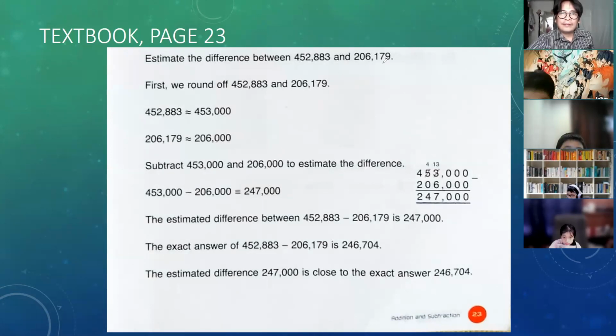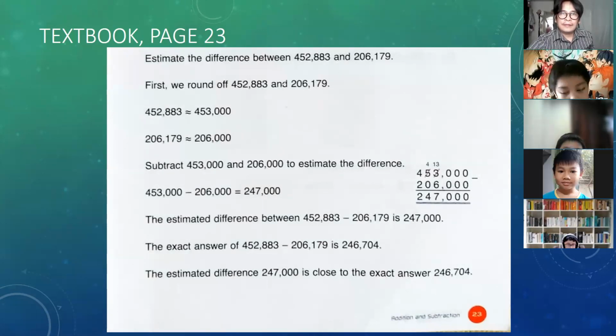So this one, 452,883 is rounded off, or is approximately, 453,000. 206,179 is approximately 206,000. Okay, subtract 453,000.